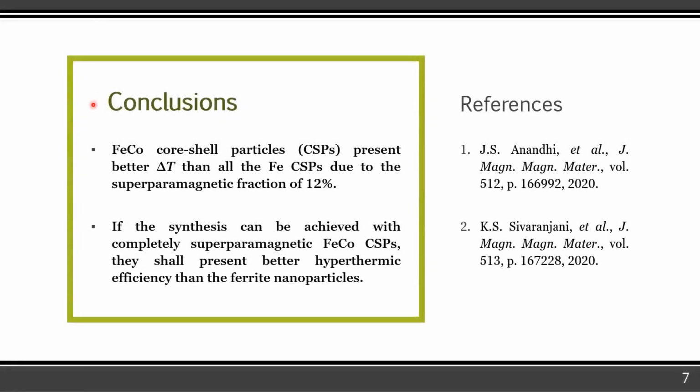Here are the conclusions. FeCo partial particles present better delta T than all the Fe partial particles due to the superparamagnetic fraction of 12%. If the synthesis can be achieved with completely superparamagnetic FeCo particles, they shall present better hyperthermic efficiency than the ferrite nanoparticles. These are the references.